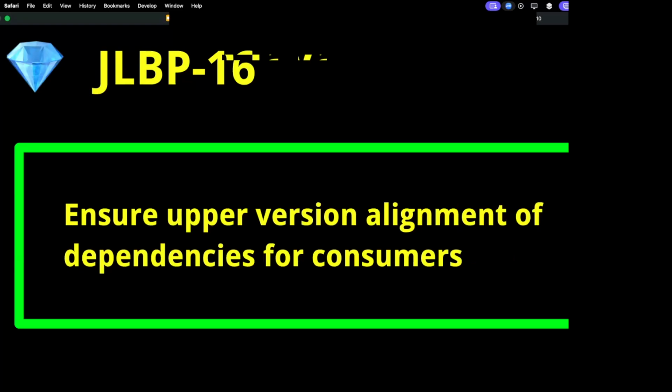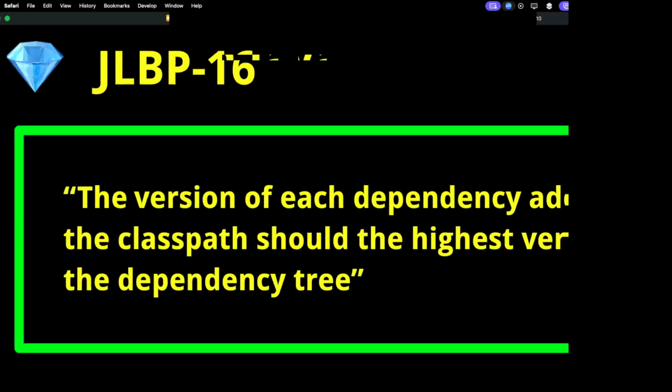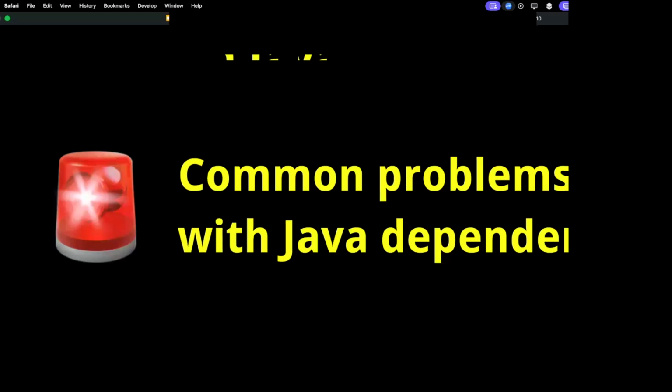Google says you should ensure upper version alignment of dependencies for consumers. This is sort of like, try to pick the highest version of a library. If you're publishing an open source library, try to depend on the latest version of things. I mean, there's pros and cons to that, but this is a direct quote from the website. Try to get the highest version is kind of their philosophy. Anyway, we'll talk about more problems that emerge in big applications.